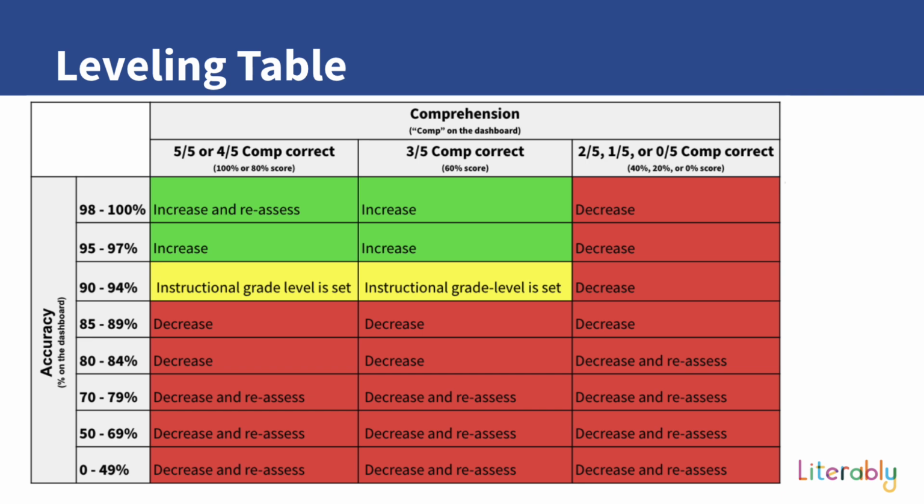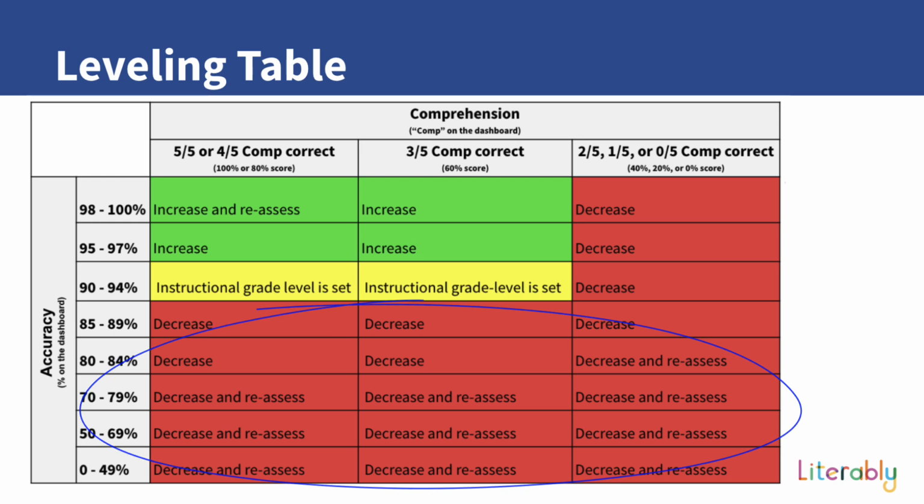And as you can see, the two leveling criteria Literably uses are the accuracy and comprehension scores. If a student scores above 95% accuracy and at least 3 out of 5 in comprehension, or in the green range, Literably will increase the level of the student's next assessment. If the student scores in this yellow range, Literably will keep their next assessment at the same level. If the student struggles on a text and scores in the red range, Literably will recommend a lower level for the student's next assessment.